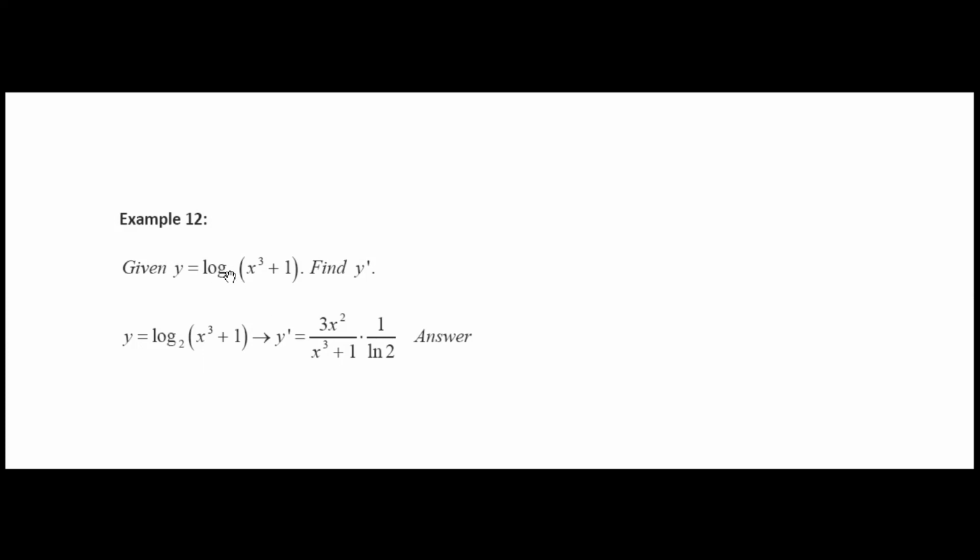ln, it's log base 2, so we've got to multiply by 1 over the natural log of the base. If you can handle ln, which is 3x squared over x cubed plus 1, and if it's base e, you're through. But it's not, it's base 2, so you have to add this at the last: 1 over ln of 2.